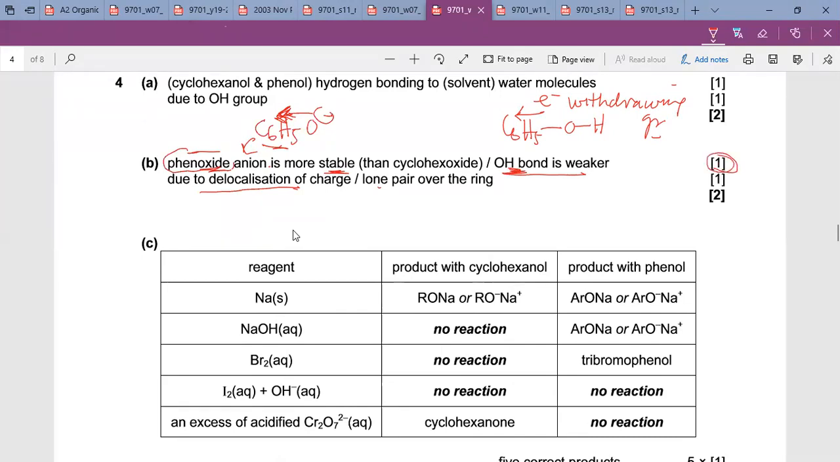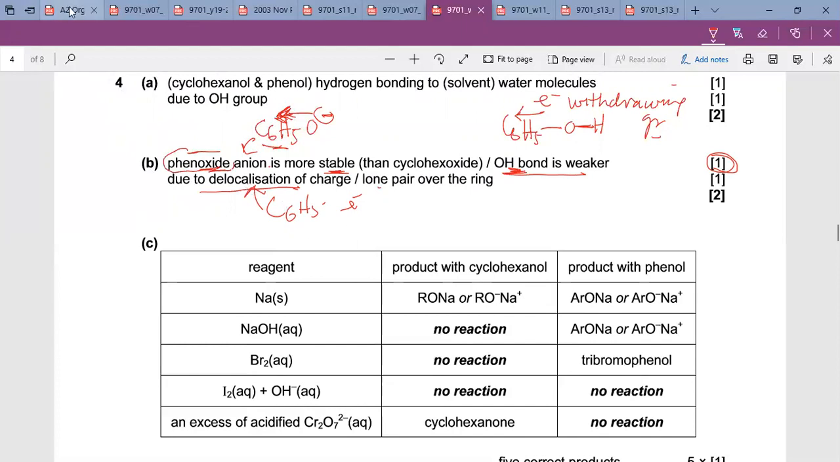Okay, why? Because actually they should put that the C6H5 is an electron withdrawing group. That's why it weakens the OH bond. That's why it will delocalize the charge. That means electrons will go inside here, which makes it more stable. This is a better way to express it. That's all. Clear? Right now, my time is up.